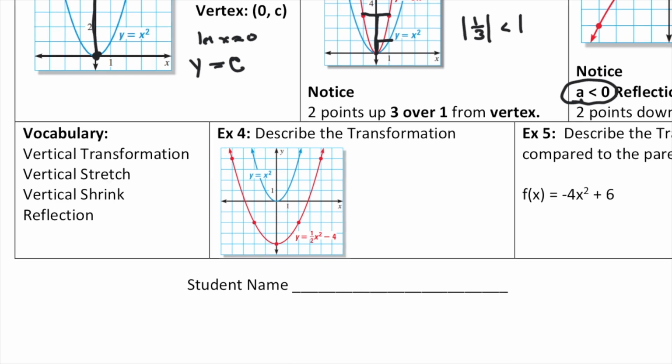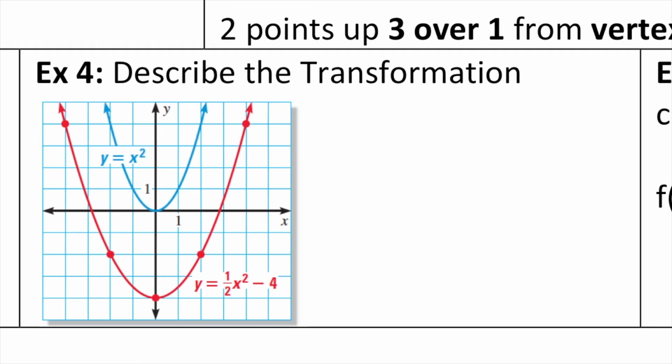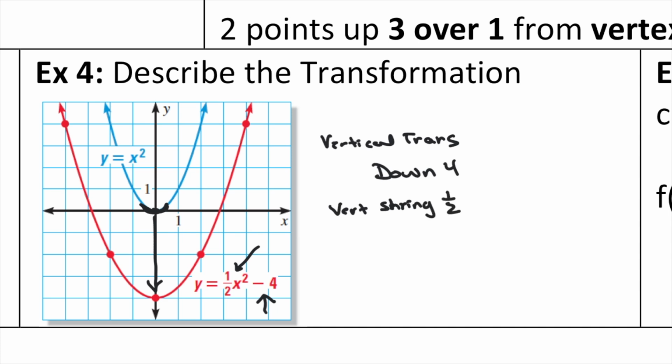If we describe the transformation for example 4, your parent function stays at 0, 0, but the graph moves down 4. Notice the -4. It's also a bit wider. Did you see that it was a bit wider? So 1/2. It's a wider graph, and it moved down 4. So it had a vertical transformation of down 4, and it had a vertical shrink of 1/2.